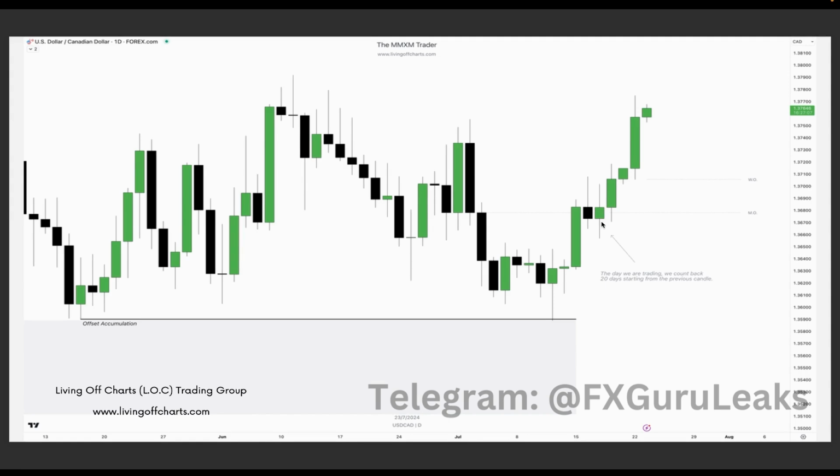Now, let's look at this right here. This day right here, this candle right here, is the day we called the longs on USD CAD. The first day, we called it here and here. Now, if this is the day we're going to start trading, which it was, we're going to start counting back the previous days from the day before our trade, which would be this candle right here. So this candle right here would be day number 1.